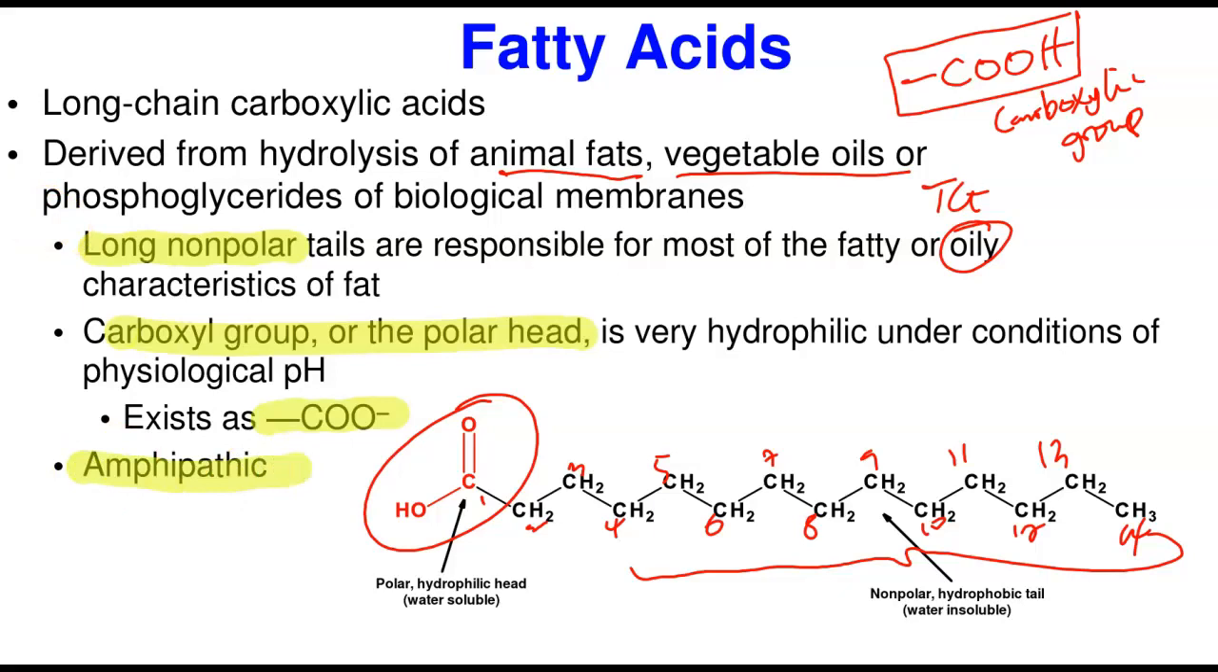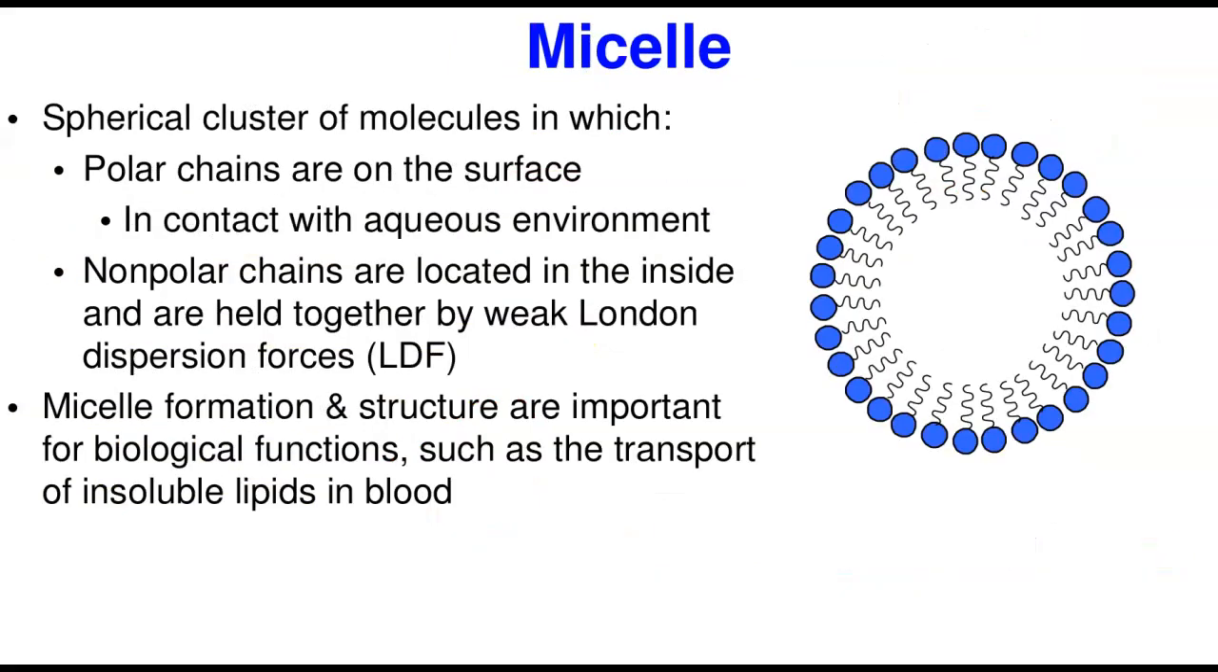All right, let's move on. So they also form micelles. So what are micelles? We talked about micelles when last we talked about carboxylic acids too. So let's talk about them again. Micelles are spherical clusters of molecules in which the polar heads, or the polar chains, let's put it that way, are on the surface and they are in contact with the aqueous environment, which means water, whereas the non-polar tails are located inside and they are held together by weak London dispersion forces.